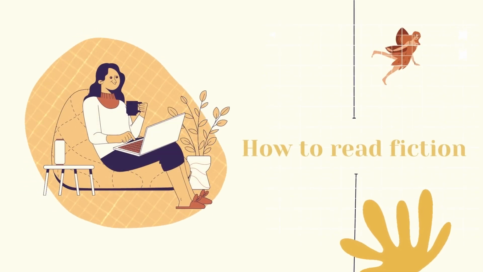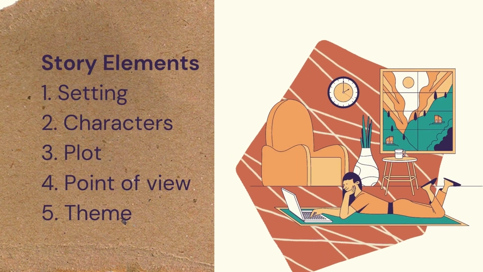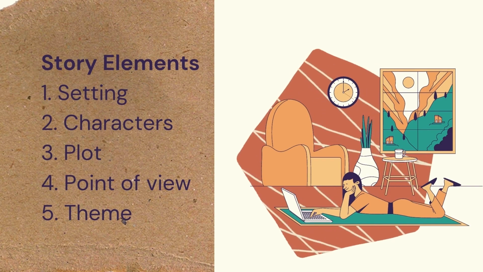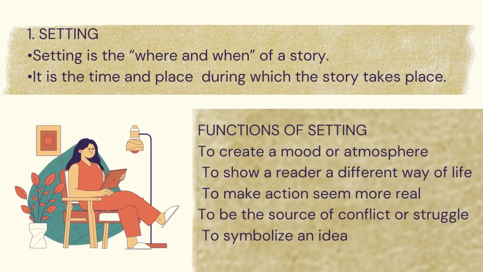How to read fiction. Story elements: 1. Setting, 2. Characters, 3. Plot, 4. Point of view, 5. Theme. 1. Setting. Setting is the where and when of a story. It is the time and place during which the story takes place.